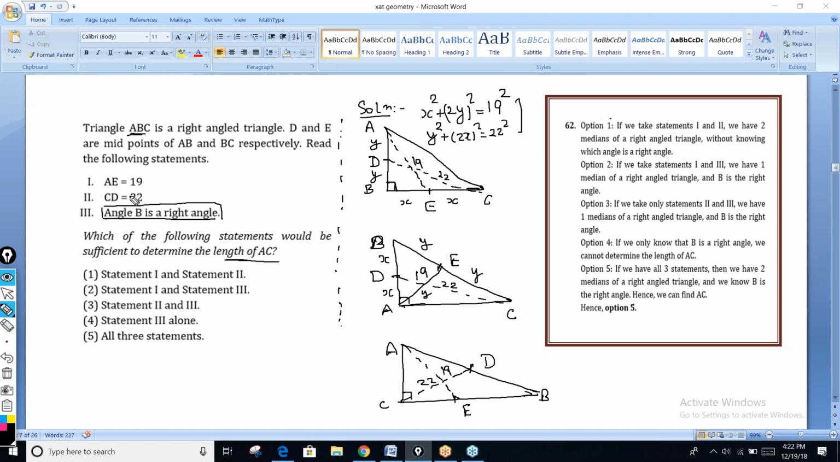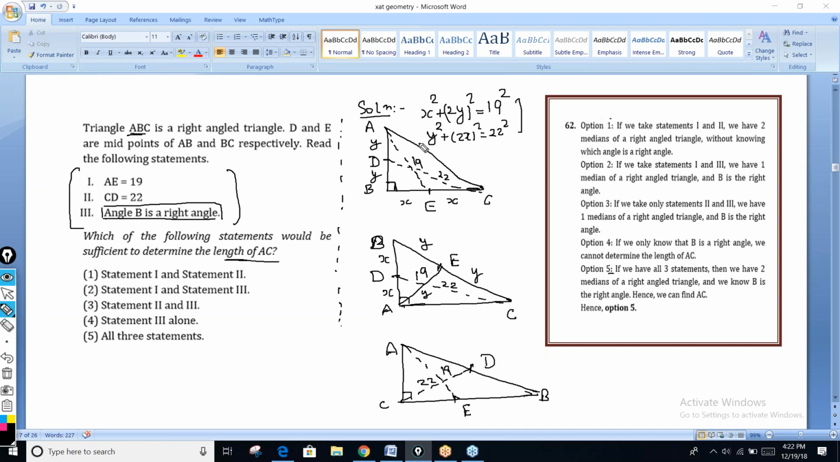So statements 1 and 2 alone are not sufficient to get the answer until and unless I club them with the third equation or third piece of information. I cannot get the exact answer of AC. So if you want to go through the solution as well, here I have written the solution.